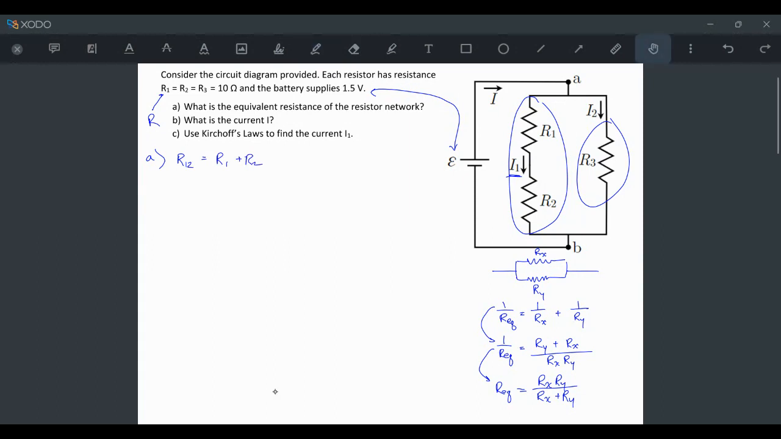If we want to find the equivalent resistance of the whole network, I'll call that R1, 2, 3. The way we can think about this is to imagine that you combine this whole branch into the equivalent resistance that we just found, R12, so pretend it's one resistor at this point. And we have R12 in parallel with R3. Then we can just use the result we found for two resistors in parallel. So that would end up being R12 times R3 divided by R12 plus R3.